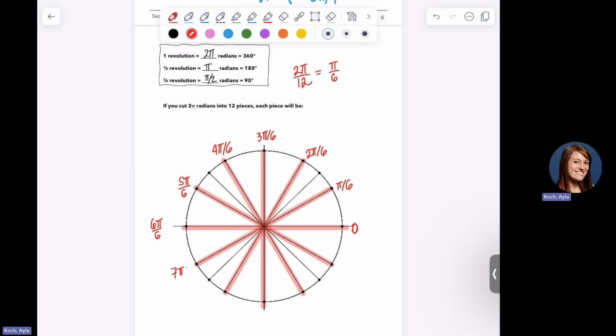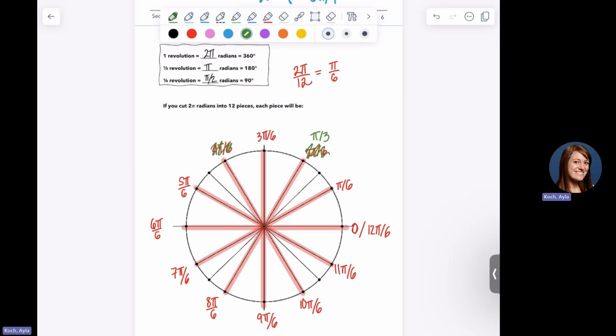7 pi over 6. 8 pi over 6. 9 pi over 6. 10 pi over 6. 11 pi over 6. And 12 pi over 6. However, some of these simplify down. So 2 pi over 6, that's really just pi over 3.